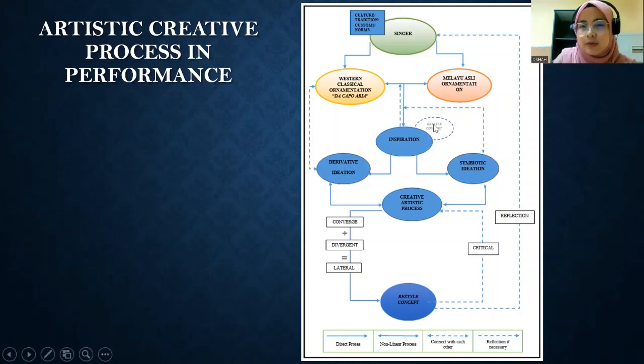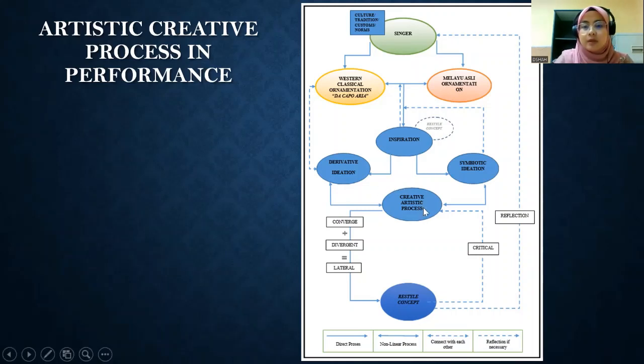You can see the gray color is very shallow because the concept is there, but to develop the concept, it still needs the convergent parts. So from inspiration, I will divide it into derivative ideation and also symbiotic ideation. Then it will go to the creative artistic process.